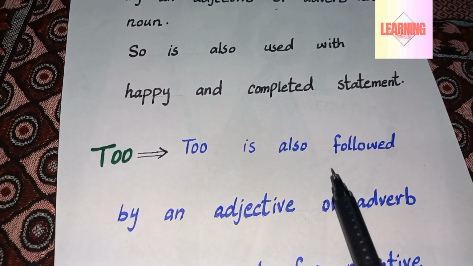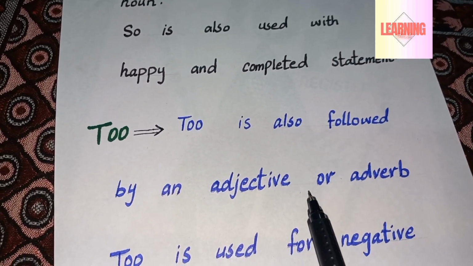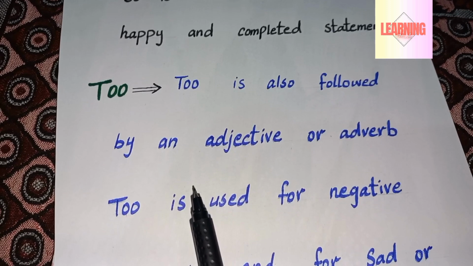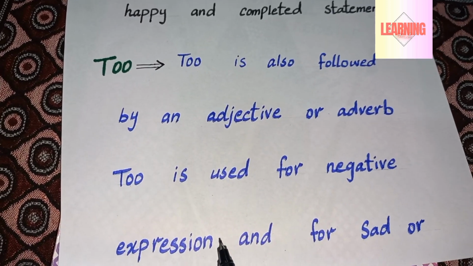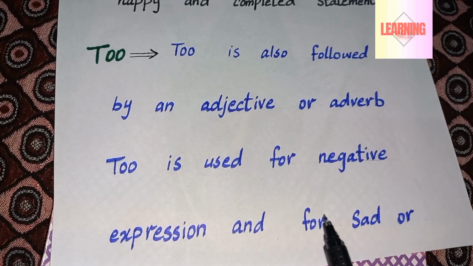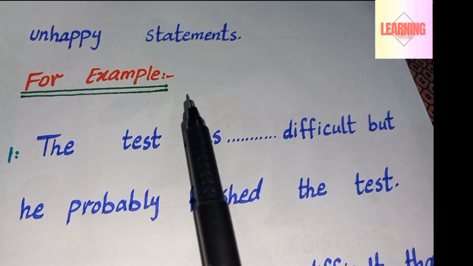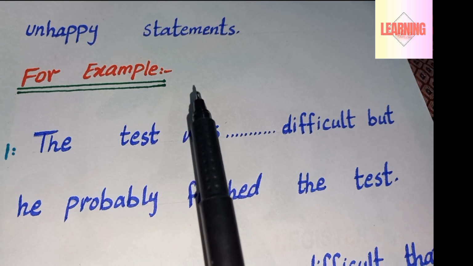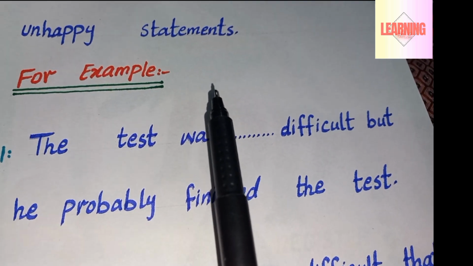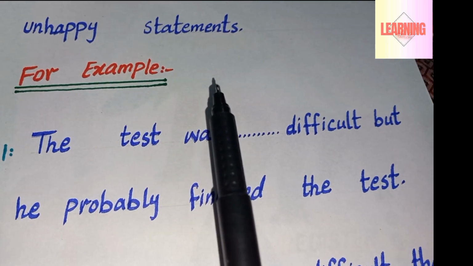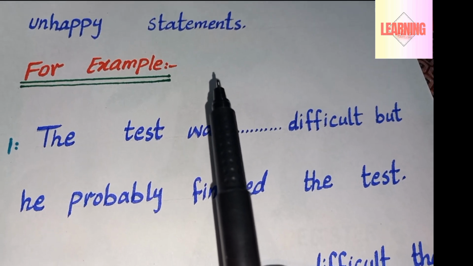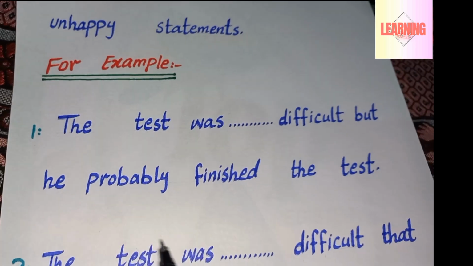"Too" is also followed by an adjective or adverb. "Too" is used for negative expressions and for sad or unhappy statements. It means when the statement is not completed or unhappy, then we use the word "too". Now we see some examples.